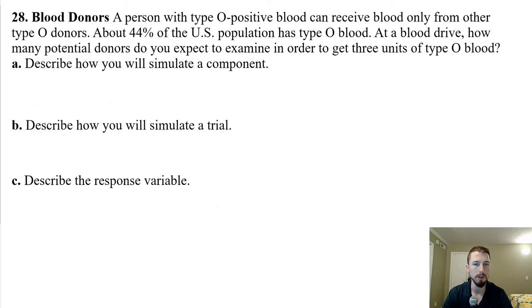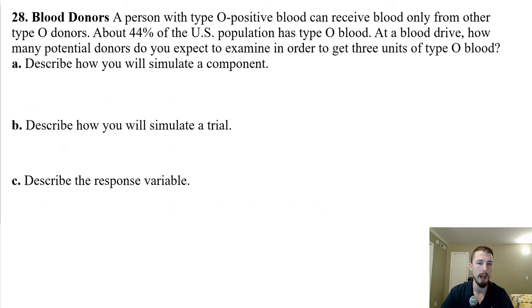A person with type O positive blood can receive blood from any other type O donors. About 44% of the U.S. population has type O blood. At a blood drive, how many potential donors do you expect to examine in order to get 3 units of type O blood? Describe how you'll simulate a component.